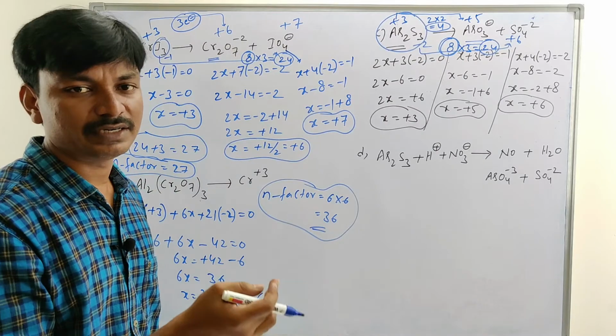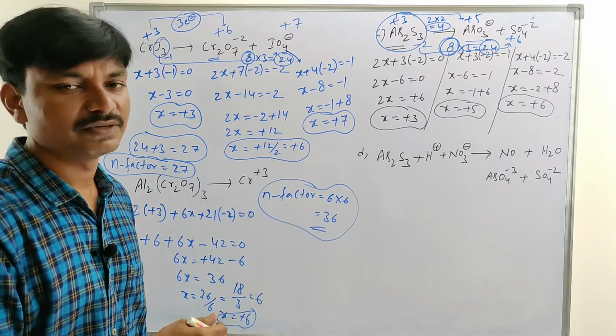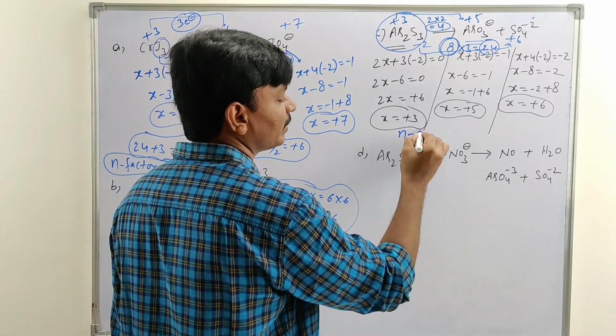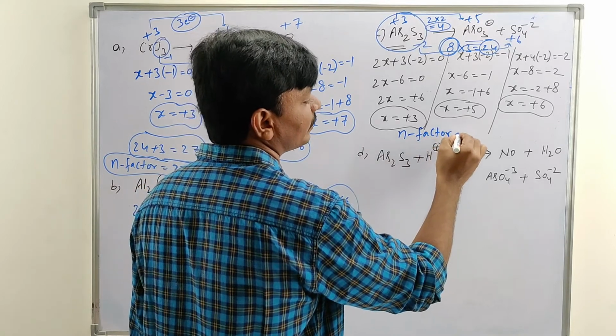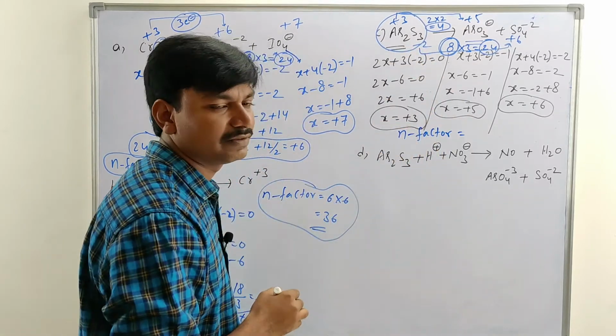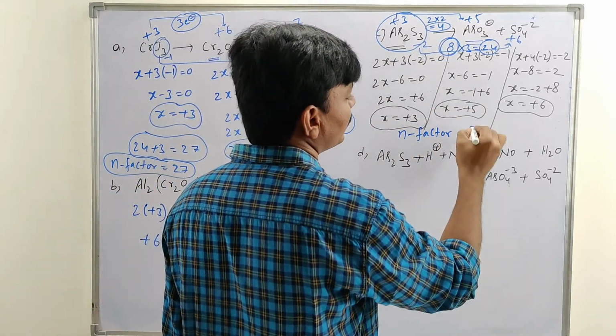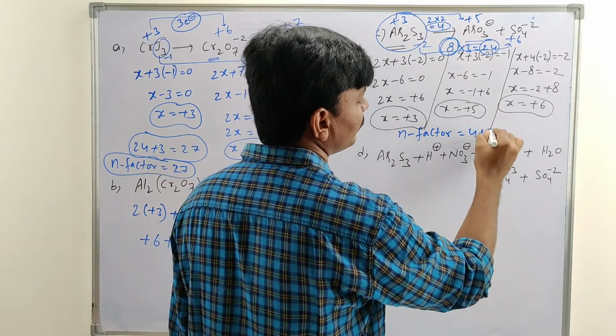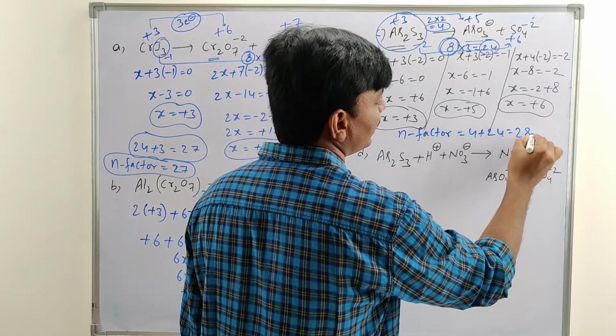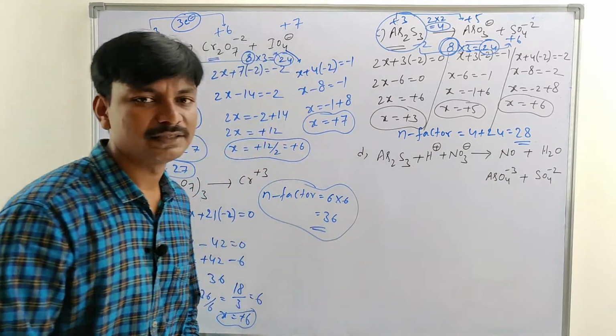Total 28 electrons are involved for this conversion. That's why the n factor value for As2S3 conversion equals 4 electrons in the first case and 24 electrons in the second case, totally 28 electrons. Okay, clear?